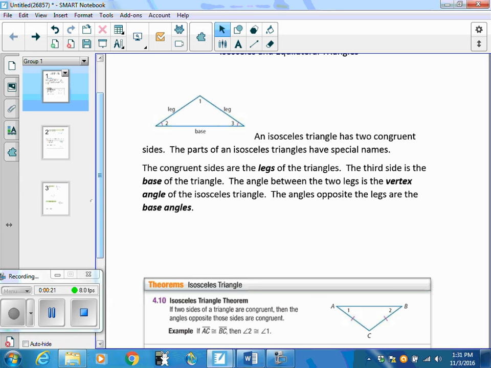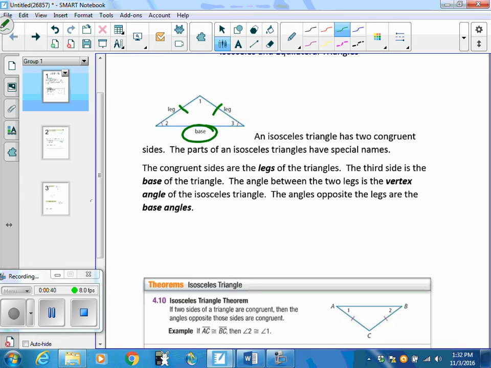And those are that the congruent sides are the legs of the triangle. So here's my congruent sides. And the third side is called the base of the triangle. So my congruent sides are my legs, and the third side is the base.